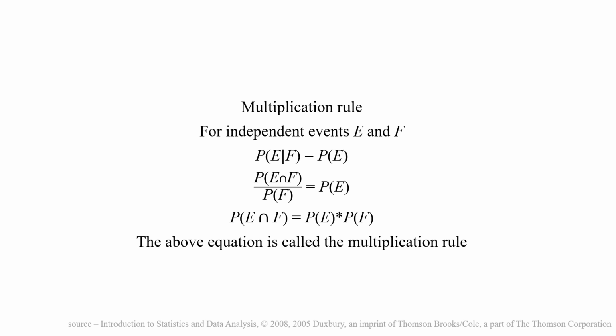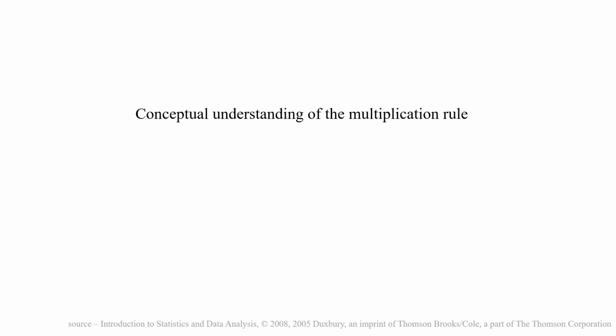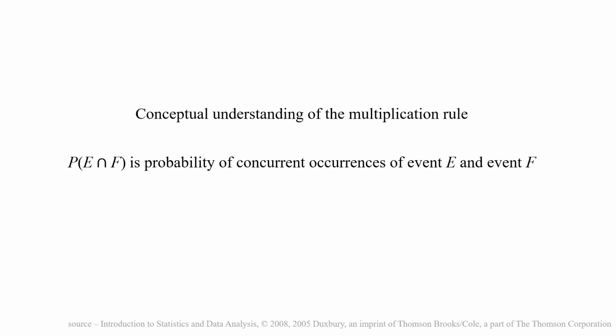Multiplication rule states that for independent events E and F, the probability of E and F, which is probability of E intersection F, is equal to the product of their individual probabilities. Conceptual understanding of the multiplication rule. Probability of E intersection F is the probability of concurrent occurrences of event E and event F.